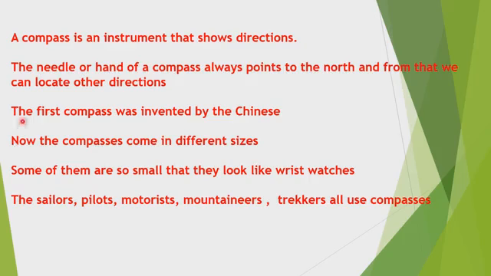Children, the first compass was invented by the Chinese. Now, compasses come in different sizes, children. Some of them are so small that they look like wristwatches. Sailors, pilots, motorists, mountaineers and trekkers all use compasses, children.